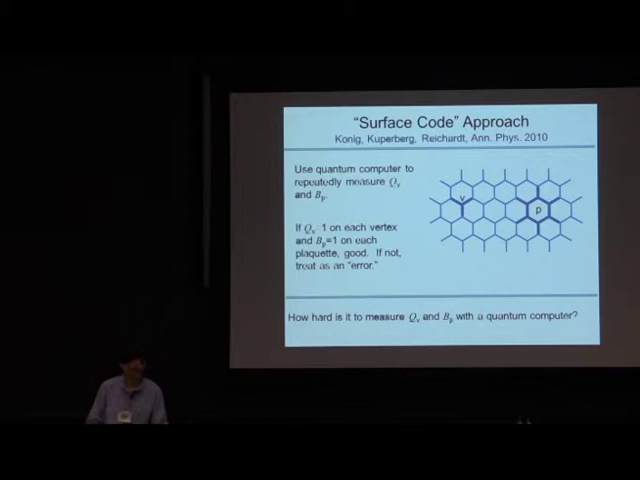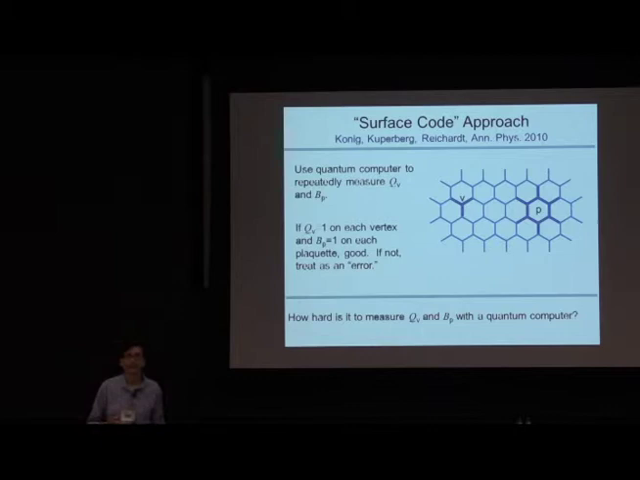Then if you find Qv is equal to 1, good. If you find it's not equal to 1, it's an error, which you'll then have to fix. But you have a quantum computer, so presumably you can correct that error. Likewise for the Plaquette operator. You want to measure each Plaquette operator, Bp, on each Plaquette. If it's 1, good. If it's not 1, it's an error, which you'll have to correct.